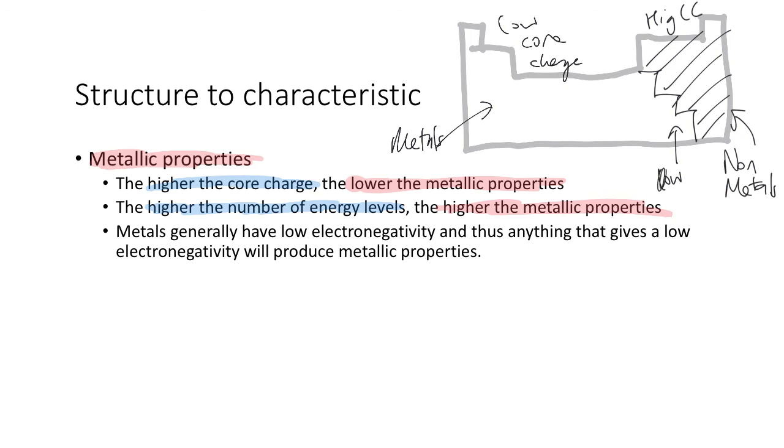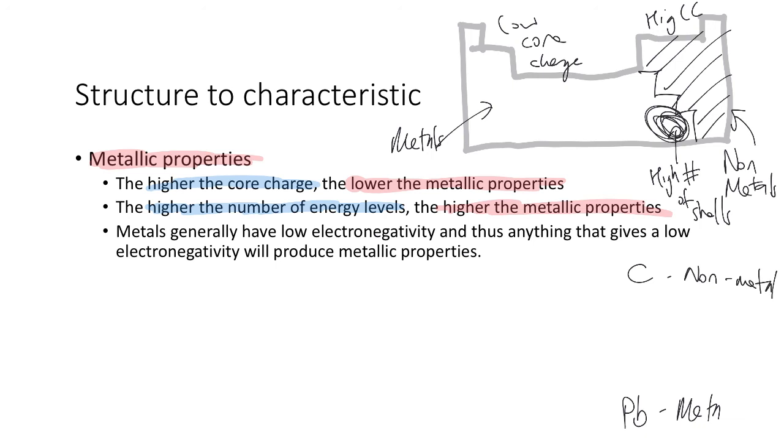This is not core charge, this is going to be number of shells. High number of shells. Because they have a high number of shells in this area, they have a higher rate of metallic properties, which is why for elements in group 14, starting with carbon at the top and then lead at the bottom, lead is a metal, but carbon is a non-metal. Even though they share the same core charge, lead has many more energy levels than carbon and therefore is more metallic. Generally metals have lower electronegativity, and that low electronegativity produces metallic properties.